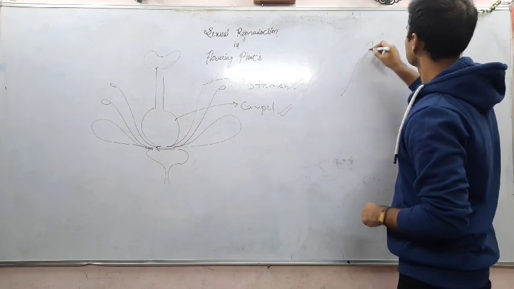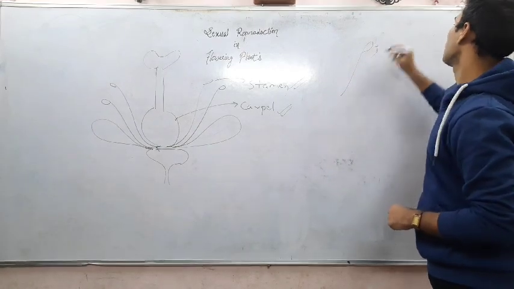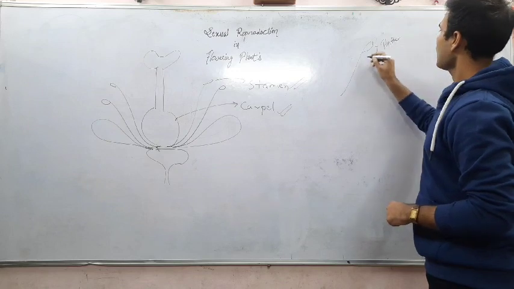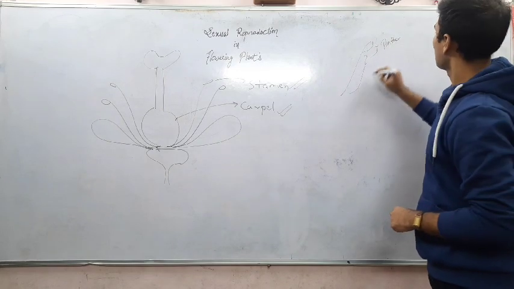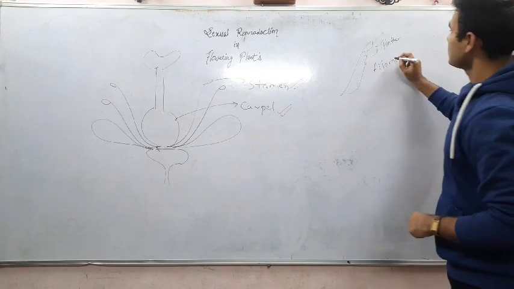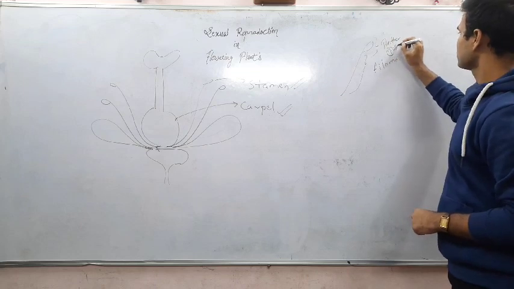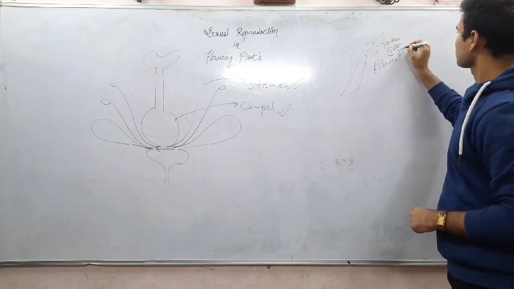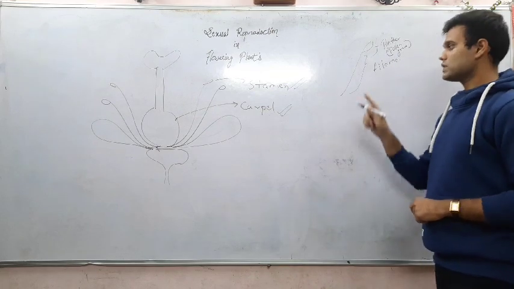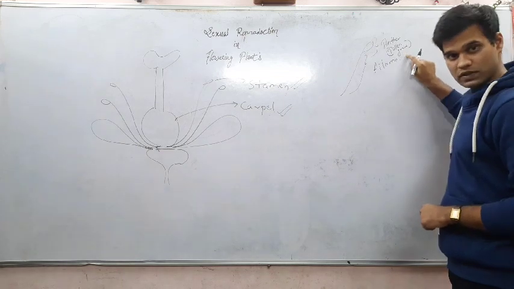So this is a stamen, and the upper portion of the stamen is called the anther, and this elongated portion is called the filament. Inside the anther, pollen grains are present. As the stamen is the male reproductive part, the male gamete is present inside the pollen grains.